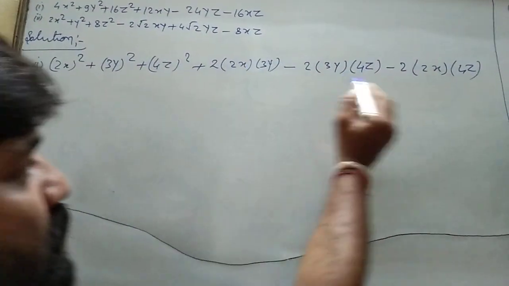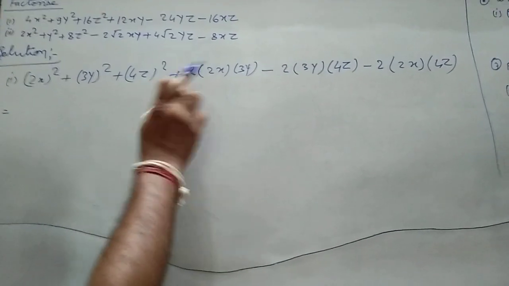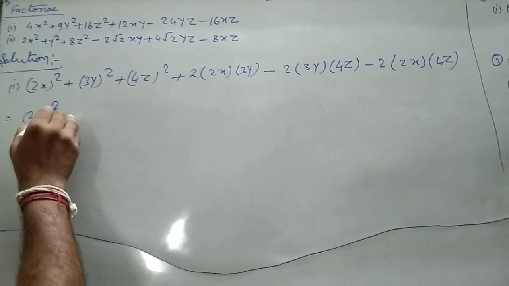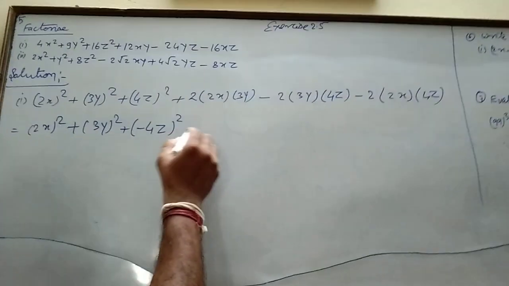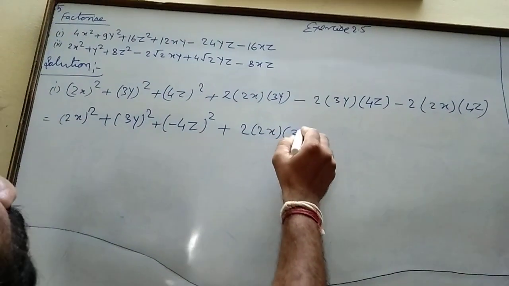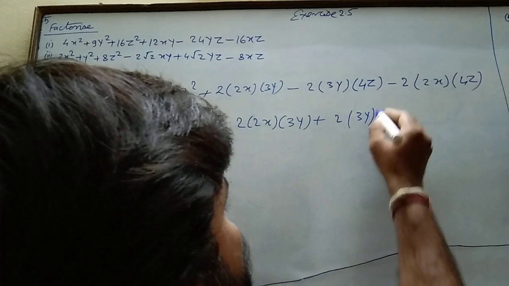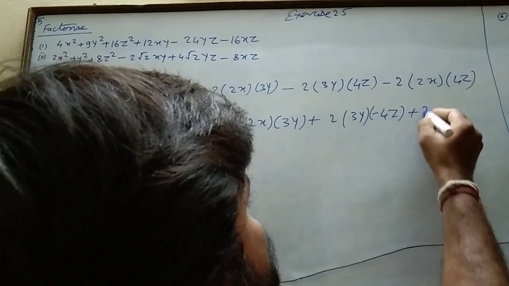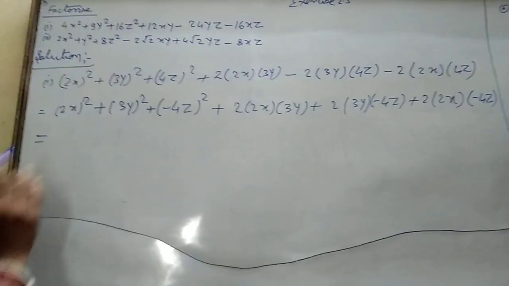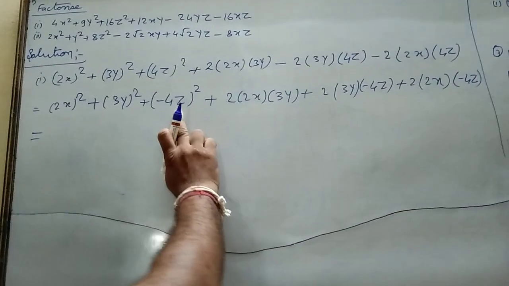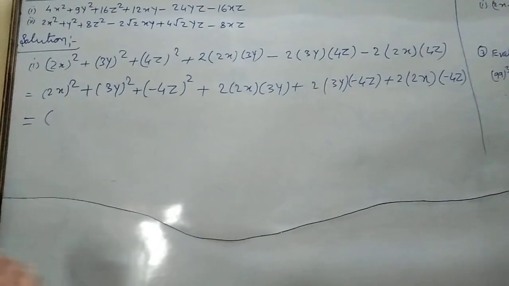But suppose that here this term will be negative, that means here also this is negative, but here positive sign. Therefore, this can be written as (2x) square, (3y) square, (minus 4z) whole square, plus 2 times 2x and 3y, plus 2 times 3y and minus 4z, and plus 2 times 2x and minus 4z. After this, a square plus b square plus c square plus 2ab plus 2bc plus 2ca is equal to what? (a plus b plus c) whole square.